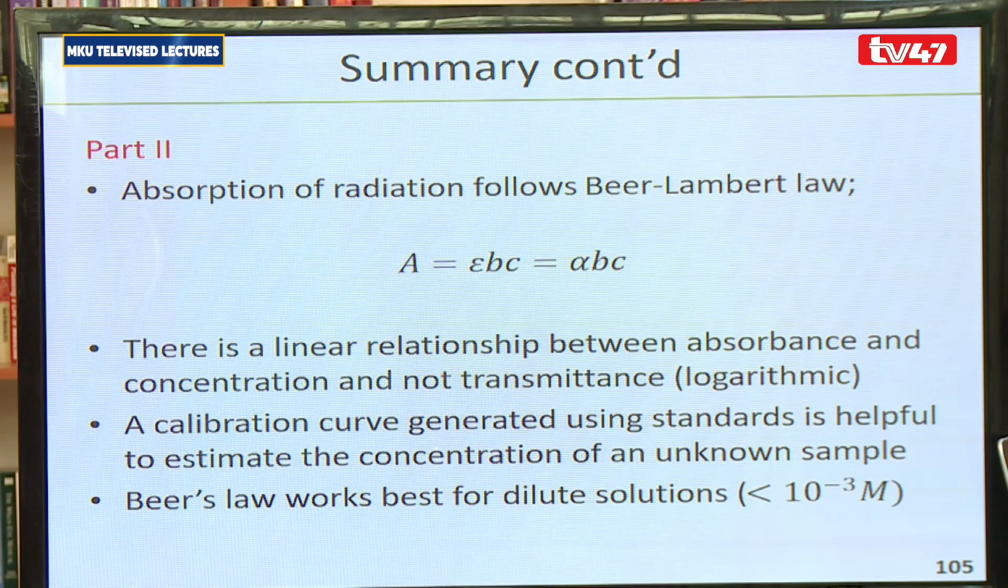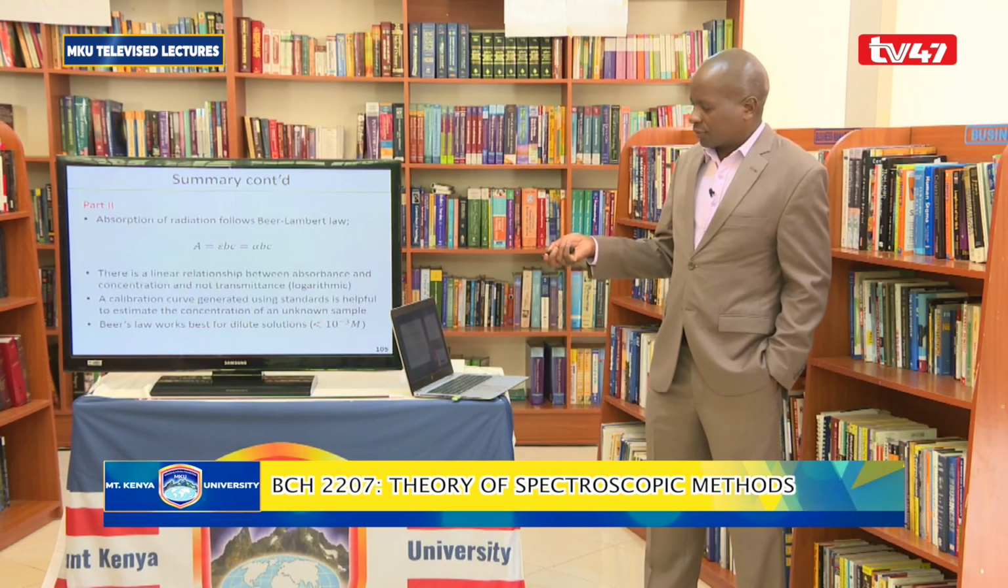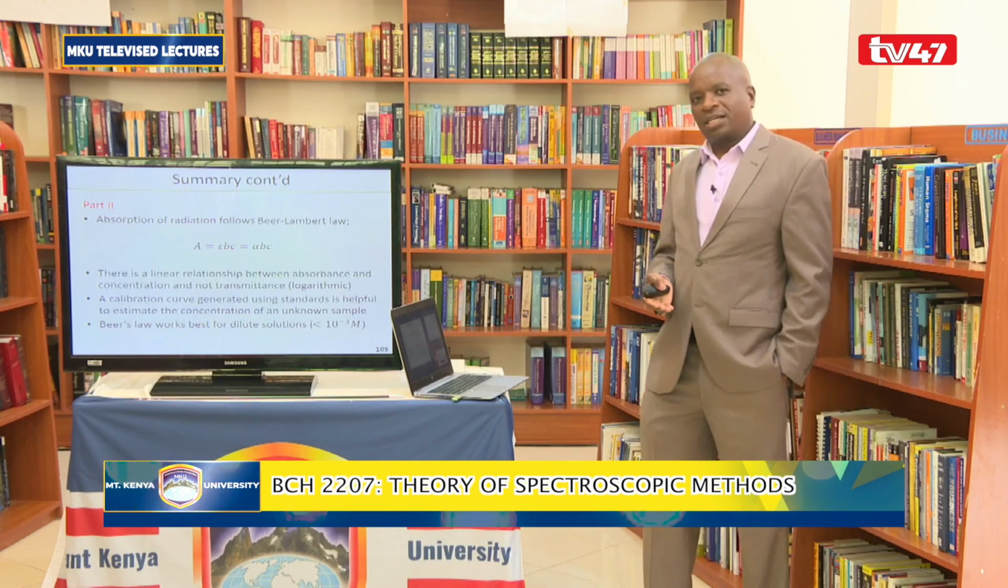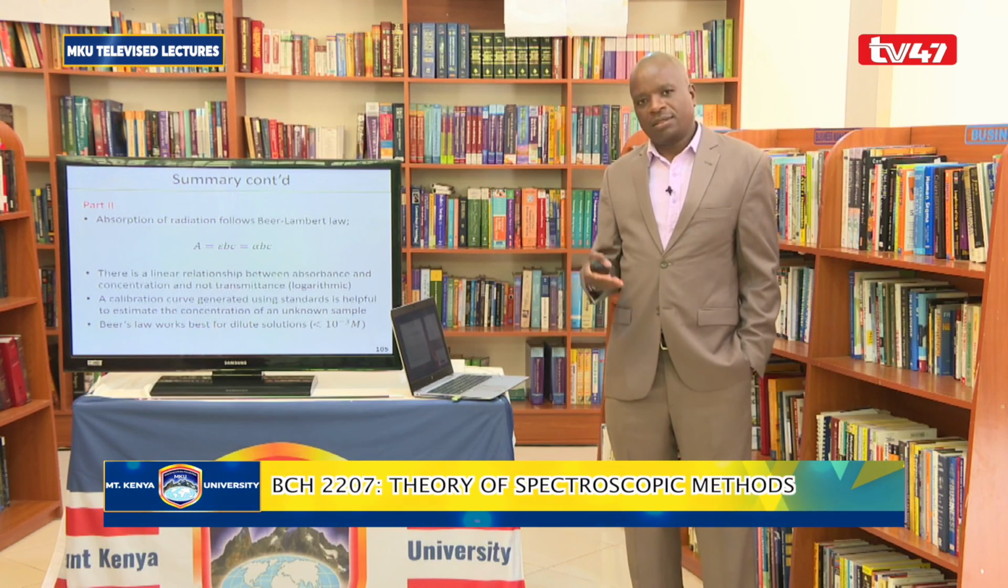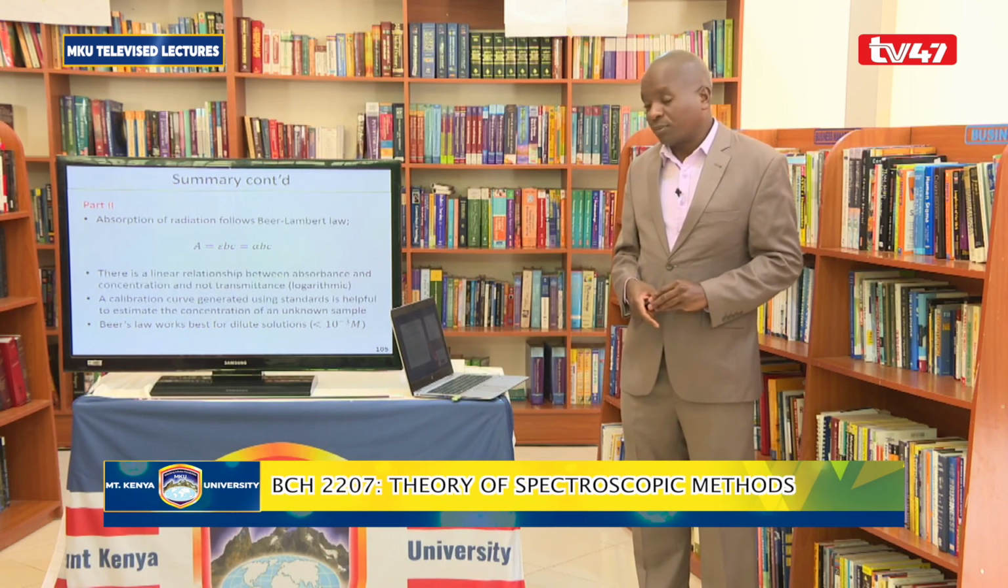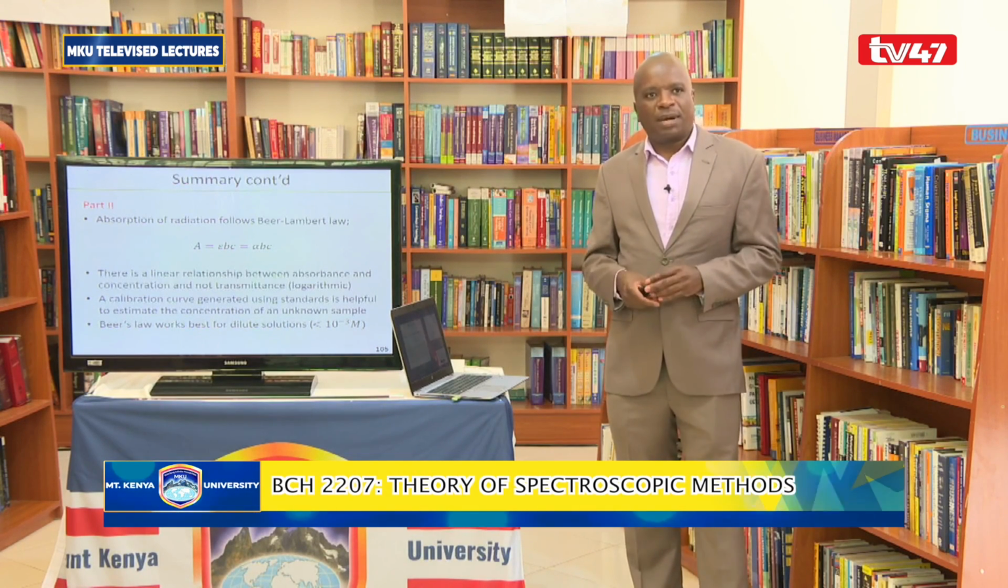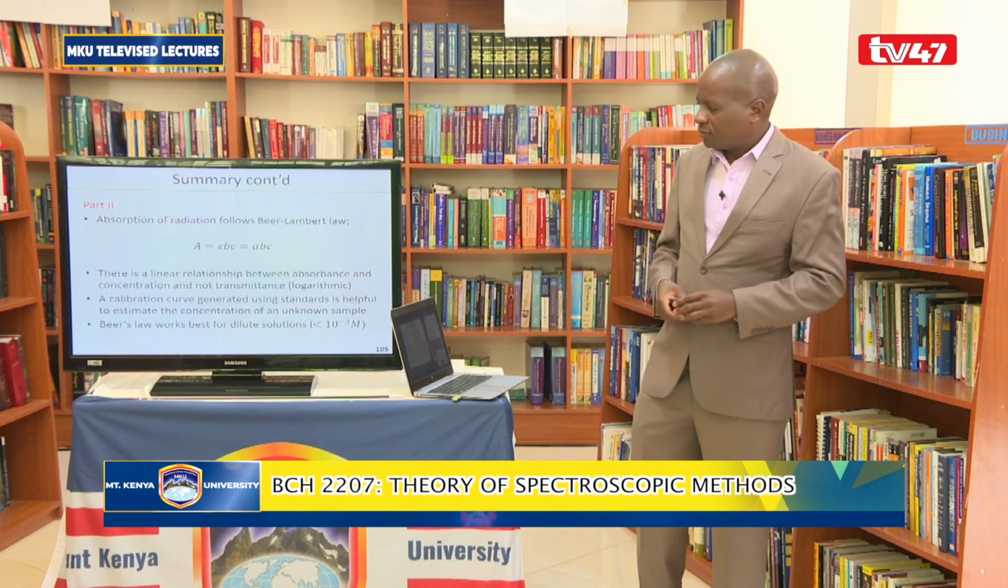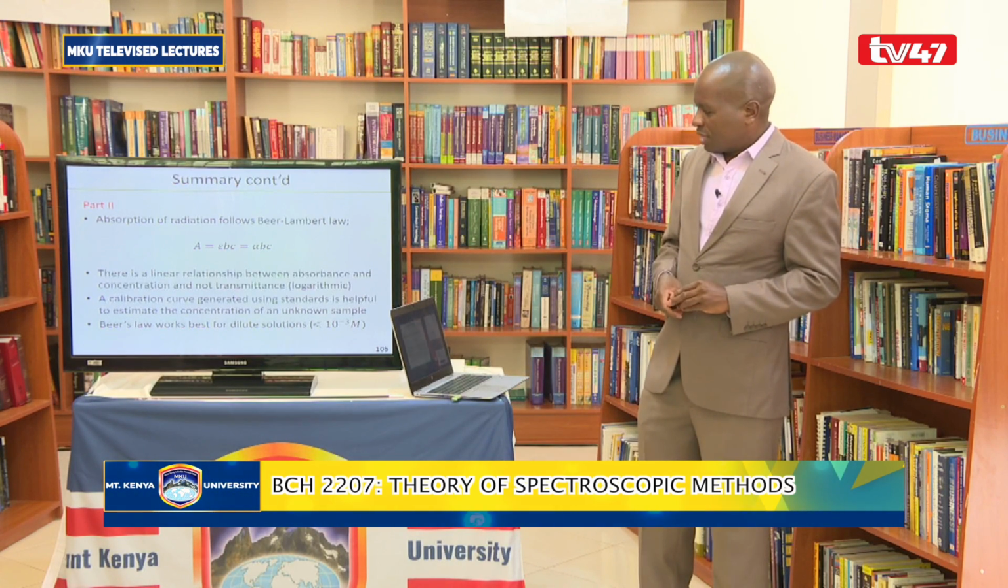We also saw that Beer's law works best for dilute solutions, and these are solutions that are less than 0.001 moles per liter. If you don't make solutions within this range, you are not likely to generate a linear curve, or the curve is likely to deviate from linearity. So always keep in mind that you need quite dilute solutions for you to be able to use the Beer-Lambert law for analysis.